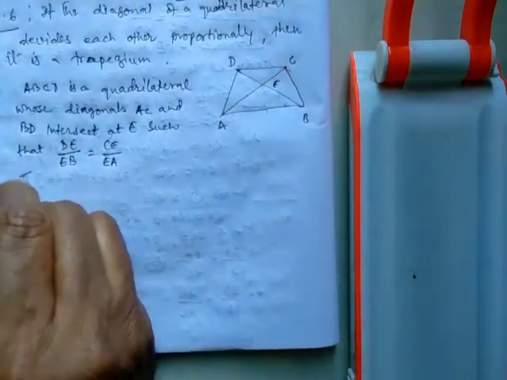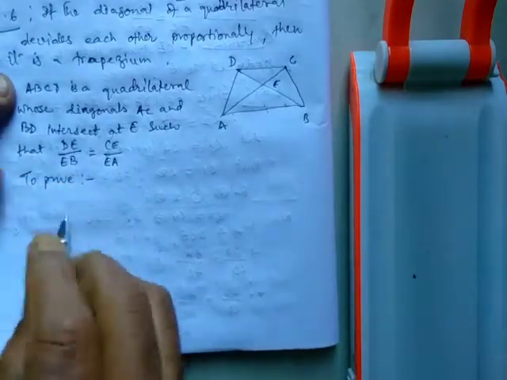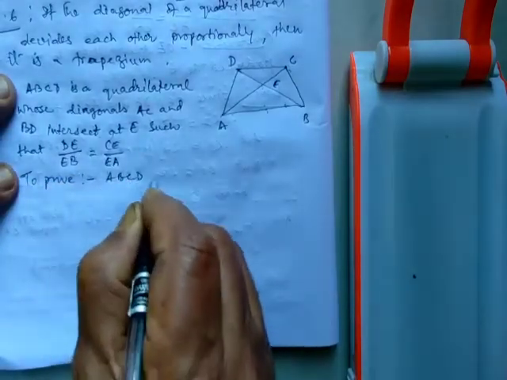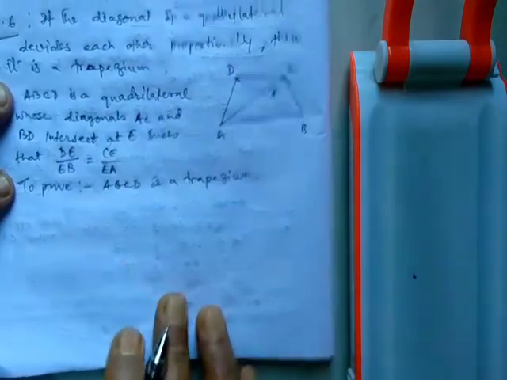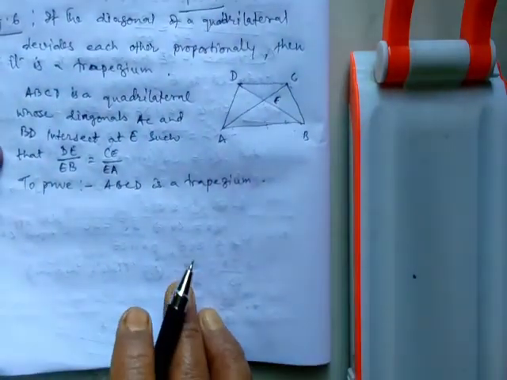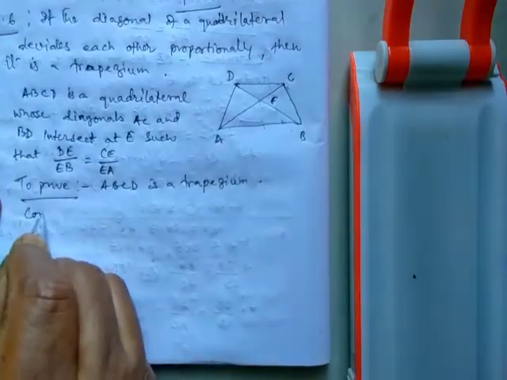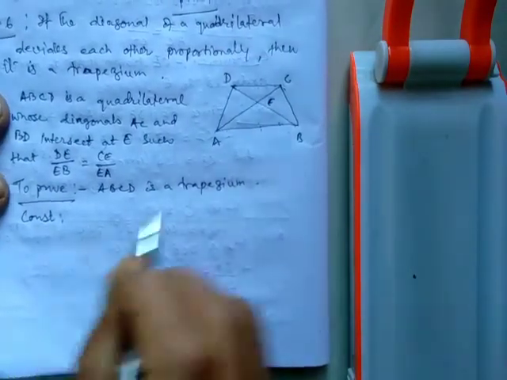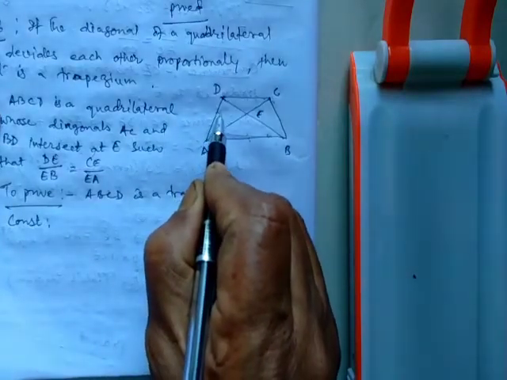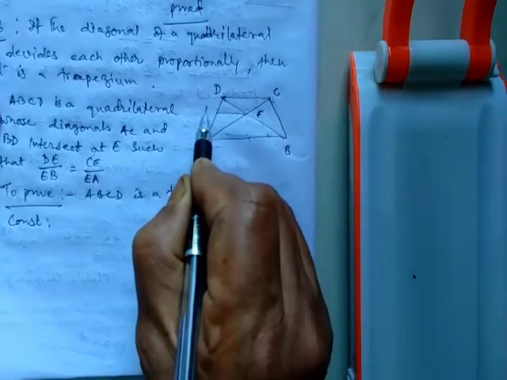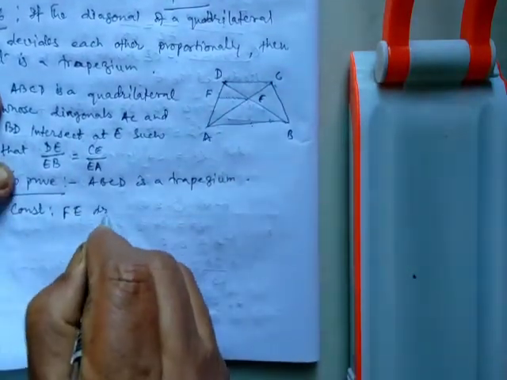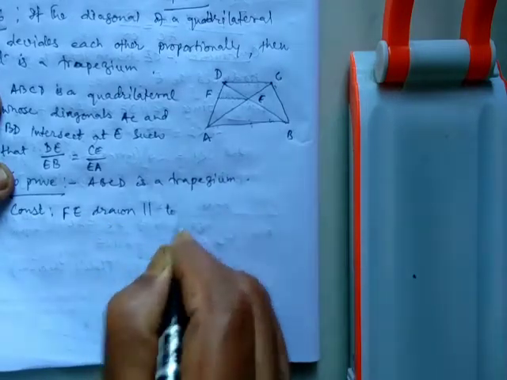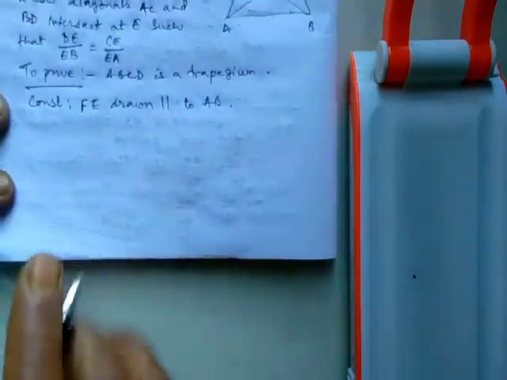To prove: ABCD is a trapezium. That is, you have to prove that CD is parallel to AB. That is our target. Construction. I'm drawing one construction line, FE, drawn parallel to AB. Proof.